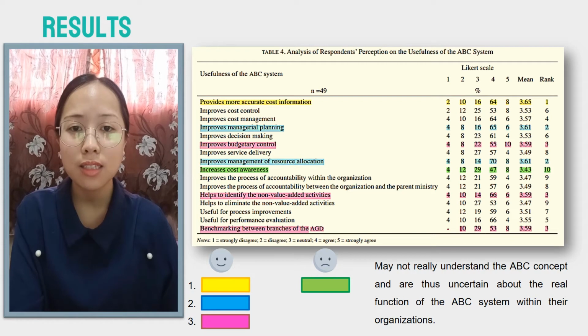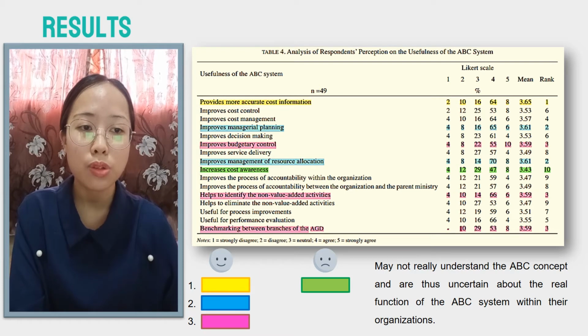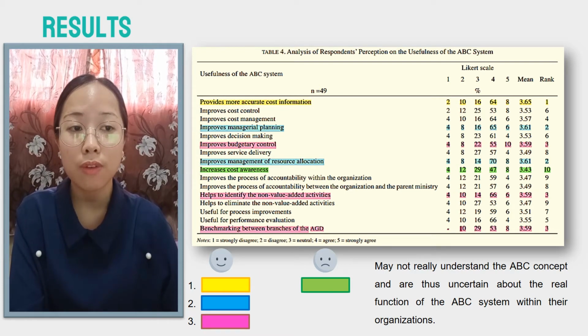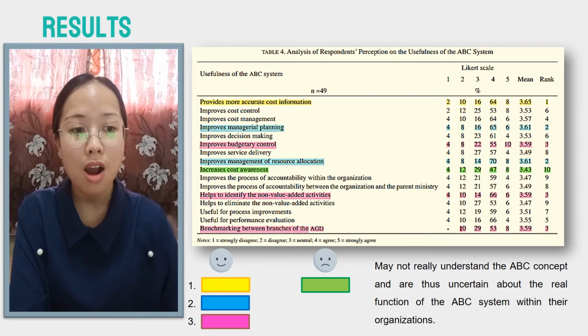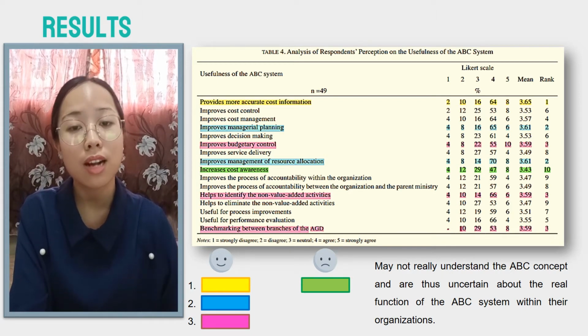However, the item judged to be the least useful is increased cost awareness, which is only 55% of them voting to agree, while the other 45% disagree that ABC information can increase cost awareness. The reason for this may be that the respondents may not really understand the ABC concept and are uncertain about the real function of the ABC system within their organization.